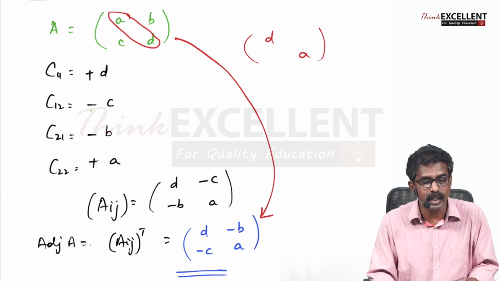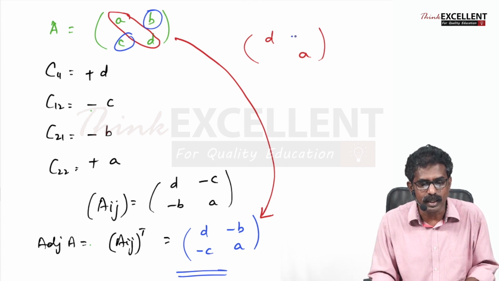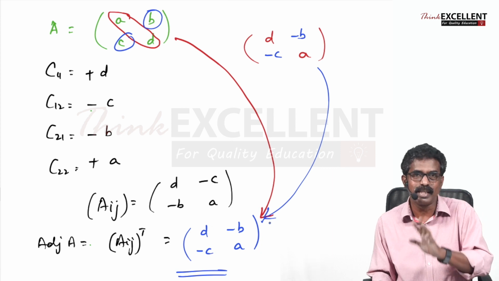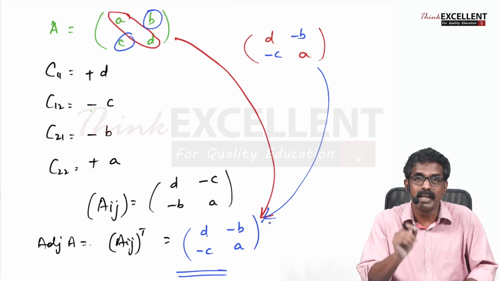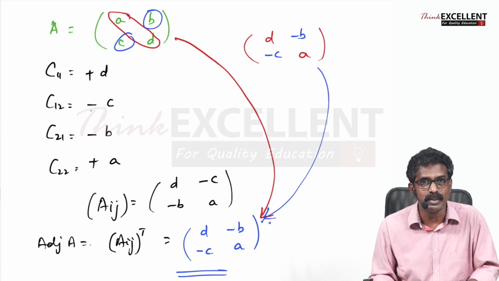Other two elements. What are the other two elements? B and C. Let it be there. You change the sign. So you get minus B, minus C. You got the answer. That's all. Two changes. What two changes you have to make? Principal diagonals interchange. And for other two elements, you change the sign.